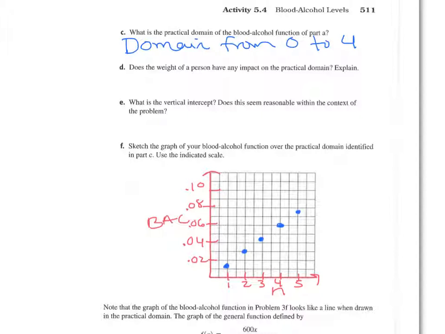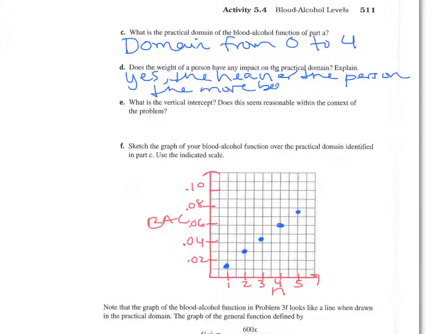Okay, so that can vary, but it's not going to be 0 all the way up to infinity. Does the weight of a person have an impact? It definitely does. We saw that from the two that we just did. The first one was a 200-pound person, the second was 232. So yes, the heavier the person, the more beers they can consume and be under the legal limit, the legal blood alcohol concentration.